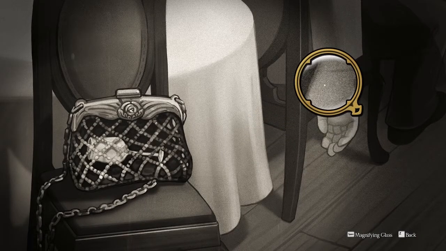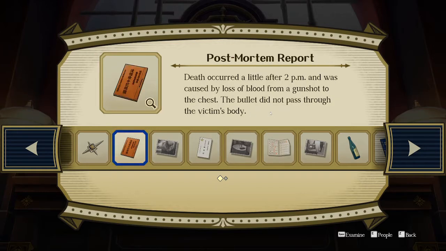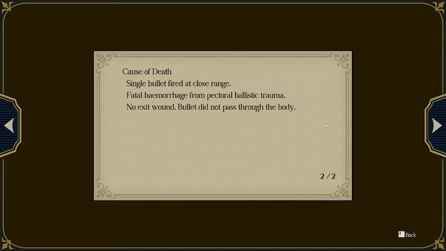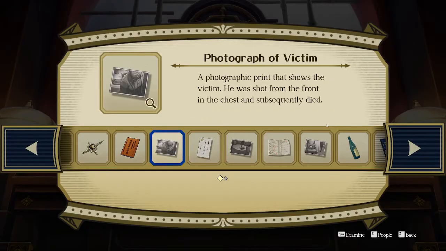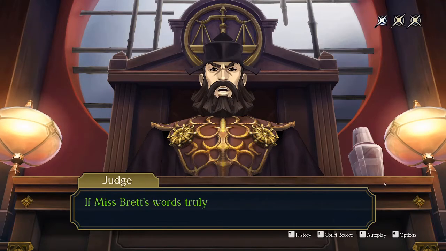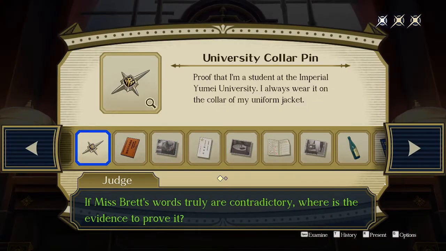This photograph. Single will fight at close range. Bullet does not pass through the body. Okay, so we'll just have to go for it. I'm going to need to see evidence, counsel. If it were truly contradictory, where is the evidence to prove it?